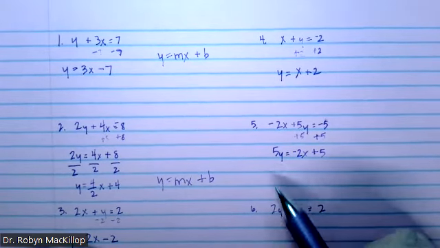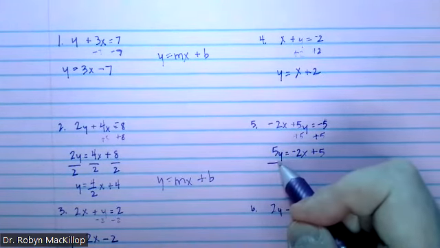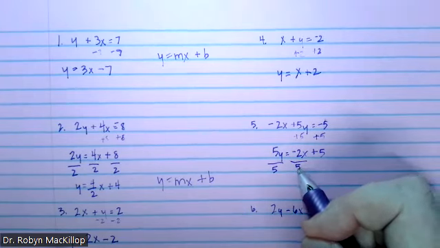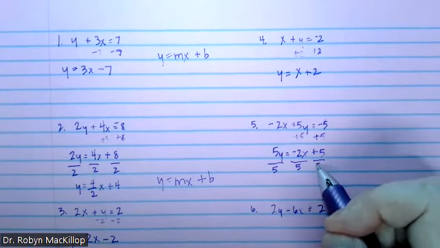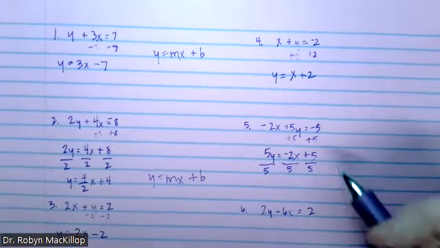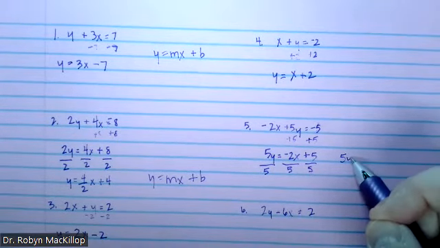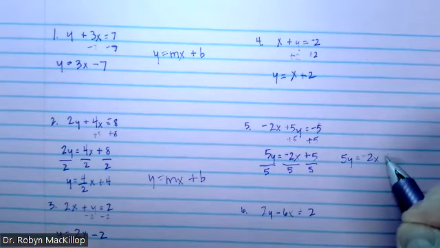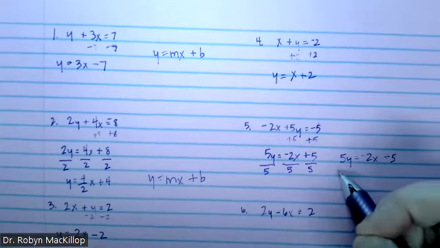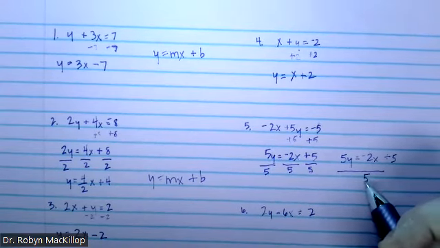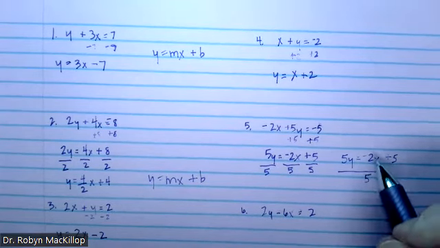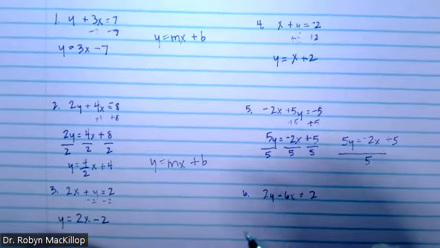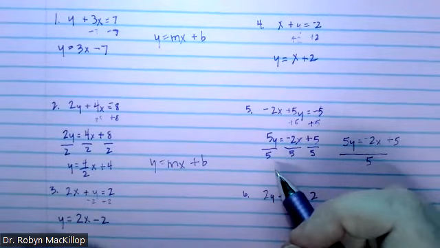Because that y is not by itself. So we're going to divide out the 5, divide out the 5, and divide out the 5. And the reason I do it like that, because you could just say 5y equals negative 2x plus 5 over 5. Same thing. And then you just do each piece against that 5. I do it this way because you can see the slope. And I think that sometimes makes it easier to be able to see it.